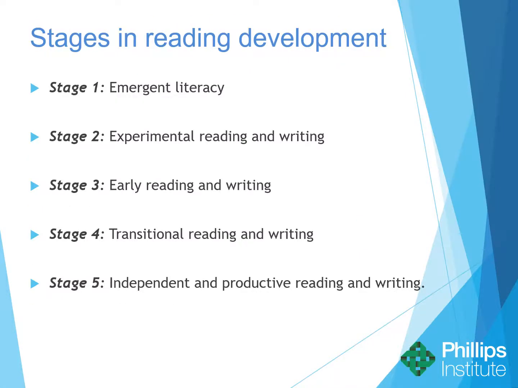There are several stages of reading. Here we'll look at five, stage 1 through to stage 5. We have emergent, experimental, early reading and writing, transitional, and independence and productive.